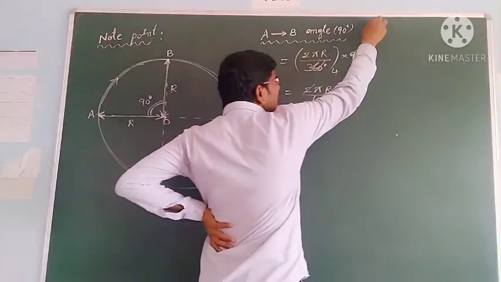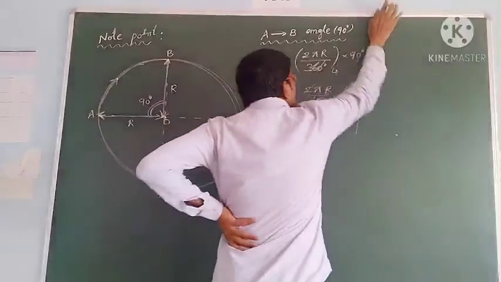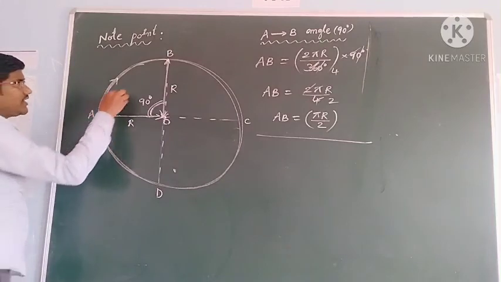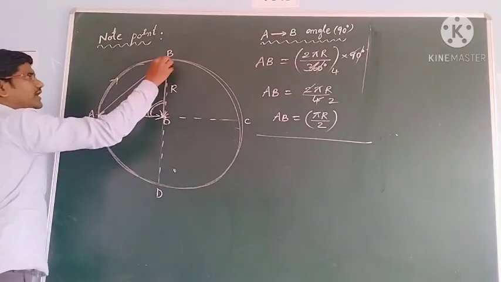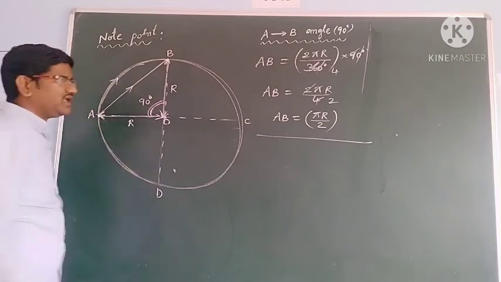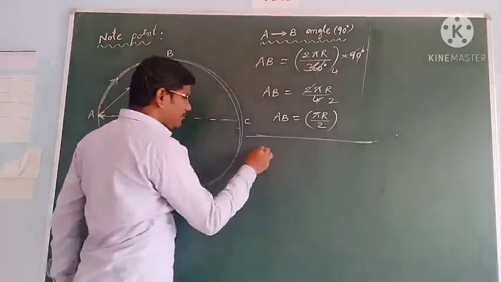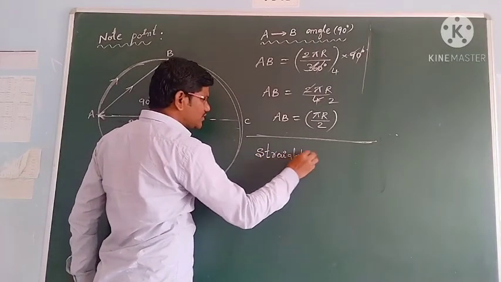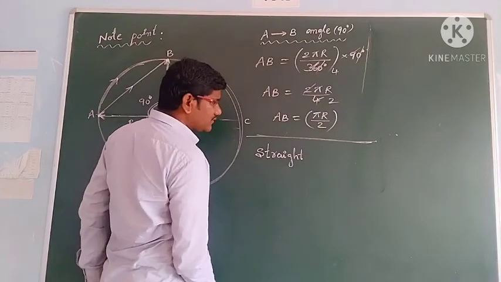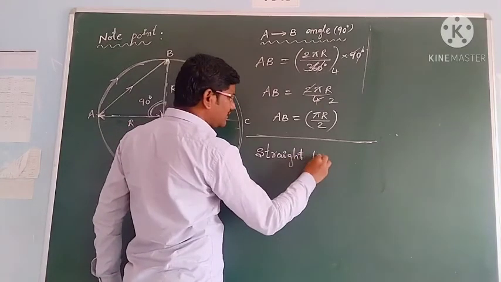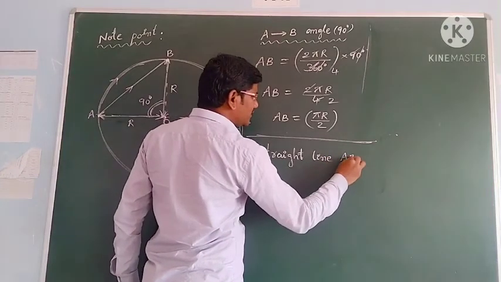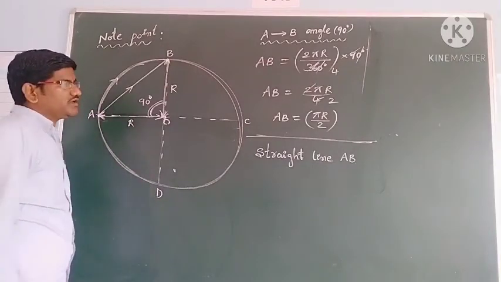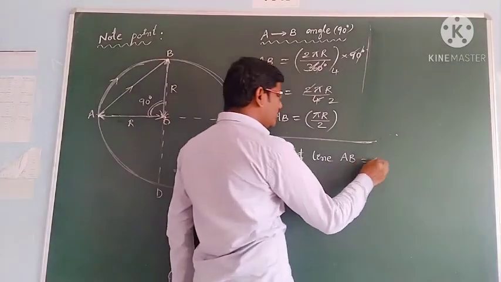Okay students, distance is completed. So now displacement I want. Displacement means straight line AB. This is the initial point and this is the final point. So this is the straight line AB. So displacement means straight line AB is equal to the displacement we will get.